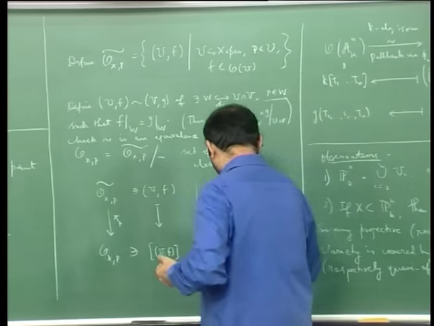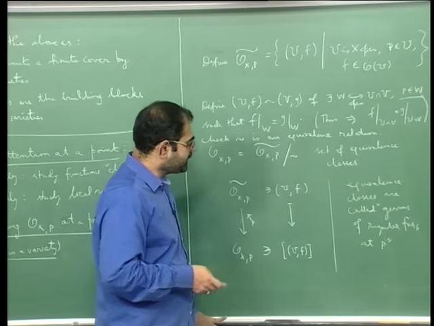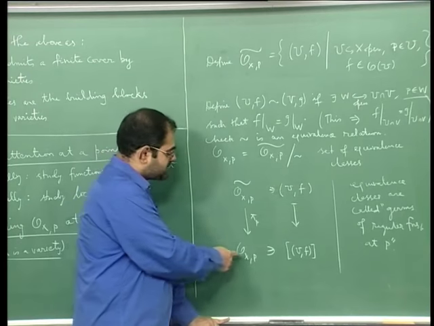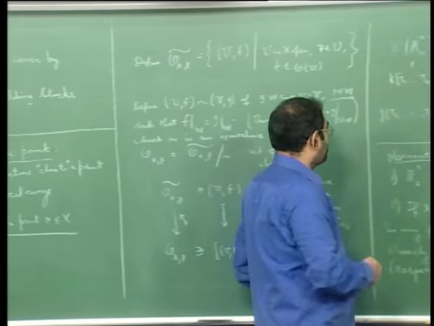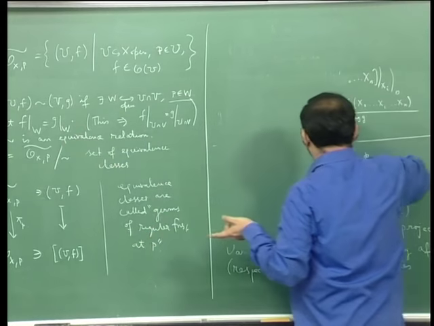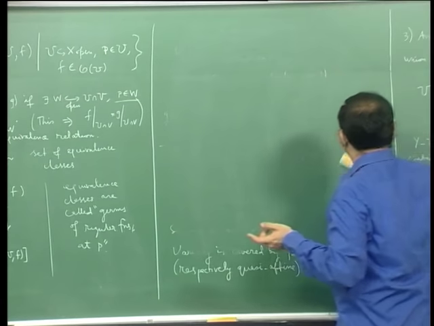Now the fact I want to say is that this is actually a ring. Why this is a ring is because you can define addition and multiplication. In fact, it's not just a ring. In our case, it's actually a K-algebra.